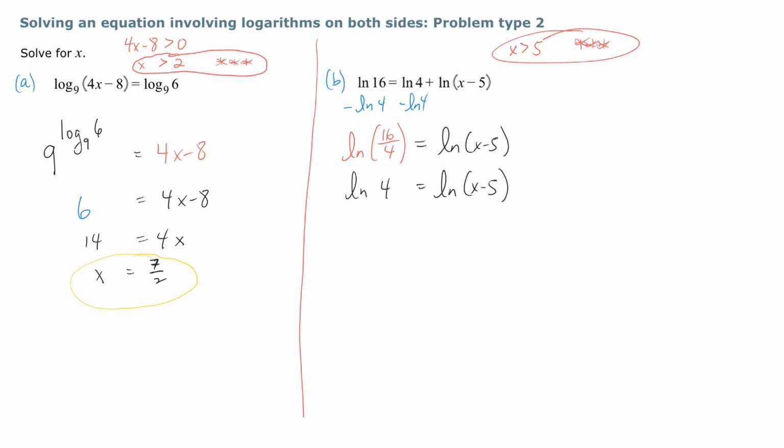Now this looks very, very similar to the problem on the left side. Looks like part A. Just remember that natural log has base e. So using the definition of logarithm, we know that there's a little base e here. We know that this is e to the natural log of 4 is now equal to the argument, which is x minus 5. Finally, we have 4 is equal to x minus 5. So x is 9. Is 9 greater than 5? It is. Let's circle that.